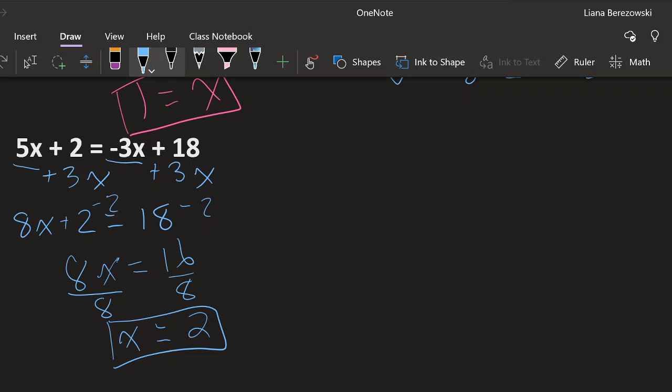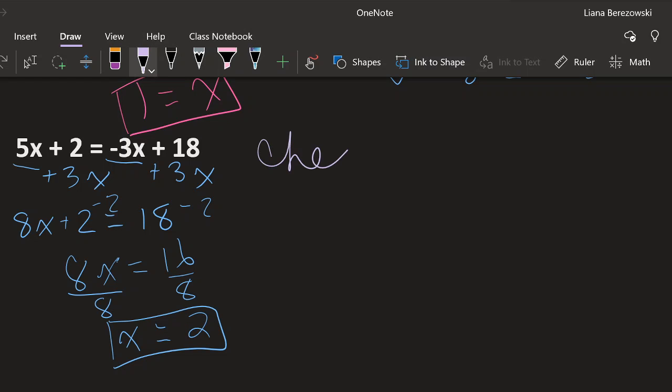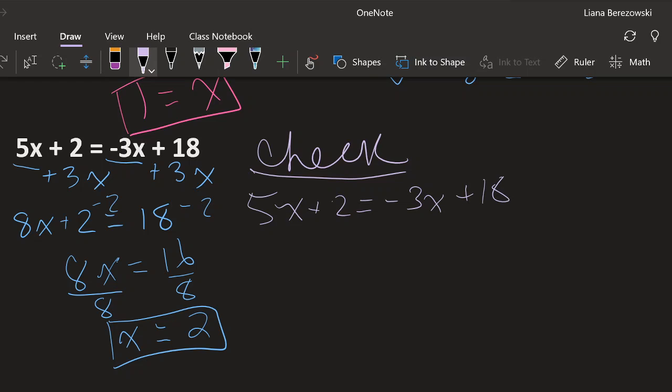Okay. As always, we're going to go back and double check that math. So I'm going to check our answer. I'm going to rewrite my equation: 5x plus 2 equals -3x plus 18. And then I'm going to rewrite it, but instead of x's, I'm going to write positive 2. So 5 times 2 plus 2 equals -3 times 2 plus 18.